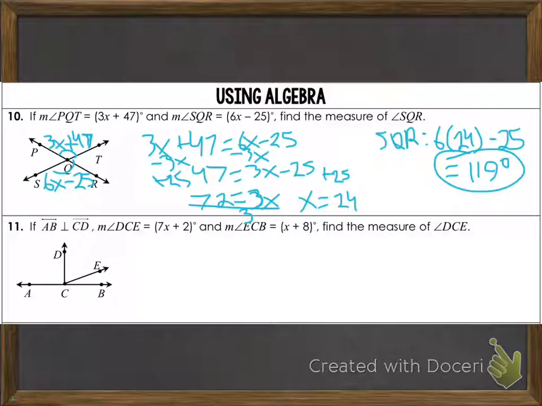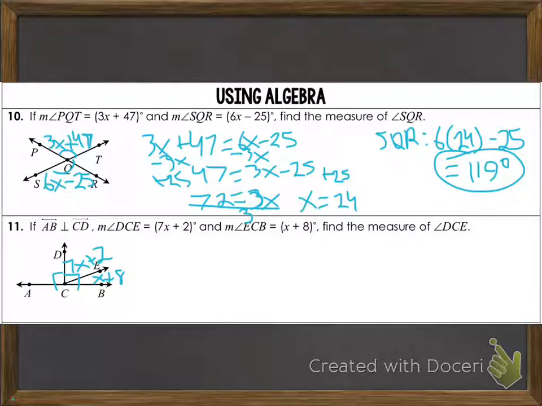Okay? Now let's solve number 11. They tell you that AB and CD are perpendicular. Since they are perpendicular, that means that they form a 90-degree angle on both sides. So over here is also a 90-degree angle. DCE is going to be 7x plus 2. And ECB, this little skinny angle, try to squeeze it in, is x plus 8. And we need to find the measure of DCE.